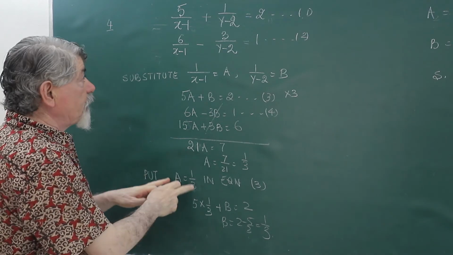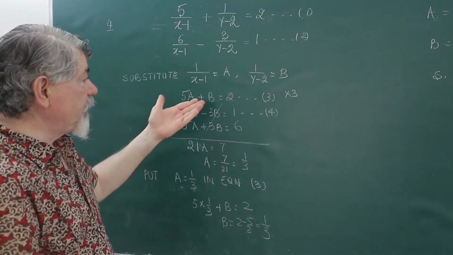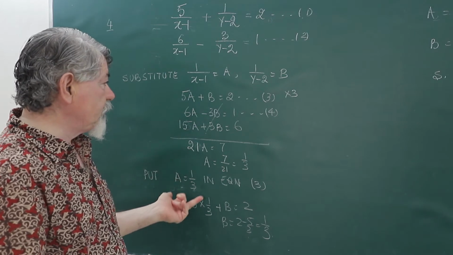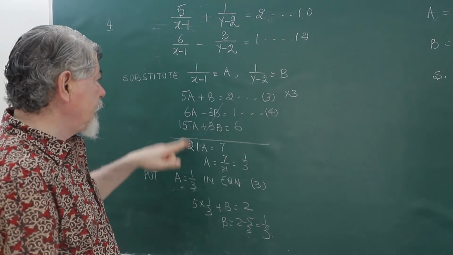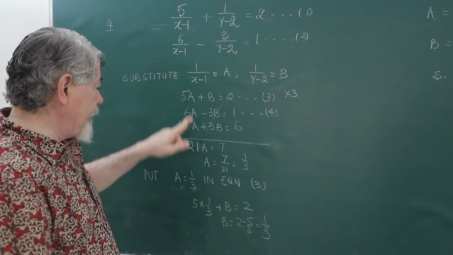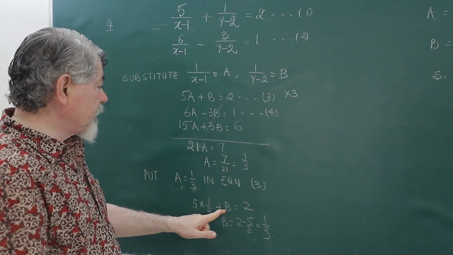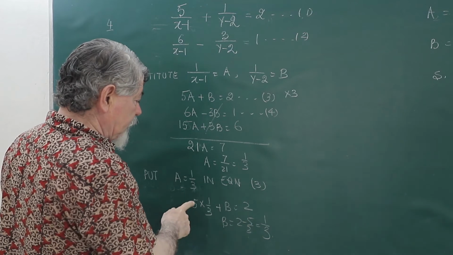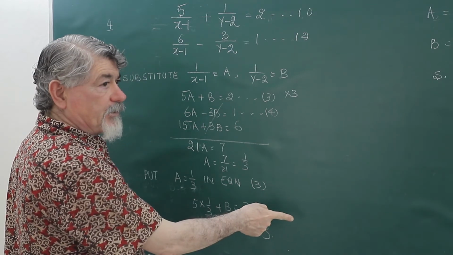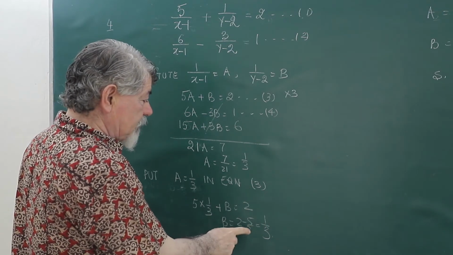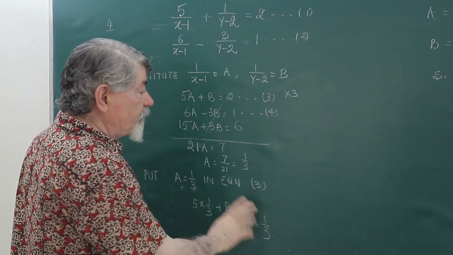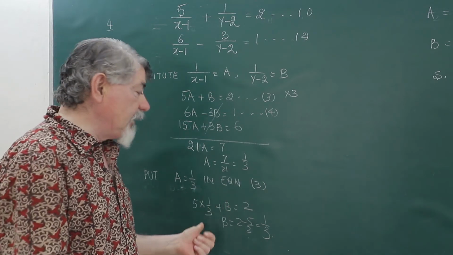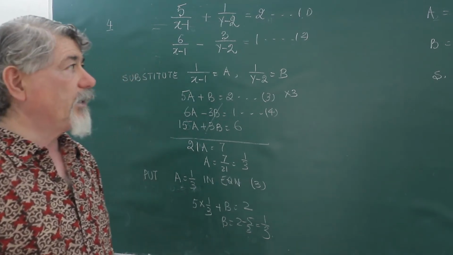Now we put 1 upon 3 in either 3 or 4. I have put a is equal to 1 upon 3 in equation 3. So 5a, 5 into 1 upon 3 plus b is equal to 2. Or b will be 2 minus 5 upon 3. We transferred 5 upon 3 to that side. So 2 minus 5 upon 3, it will become 1 upon 3. So the value of a is 1 upon 3. The value of b is also 1 upon 3.